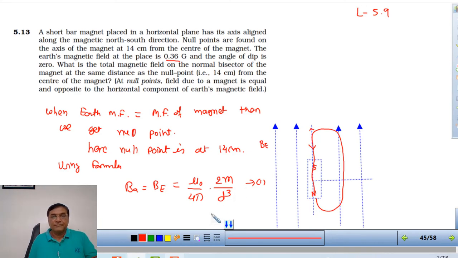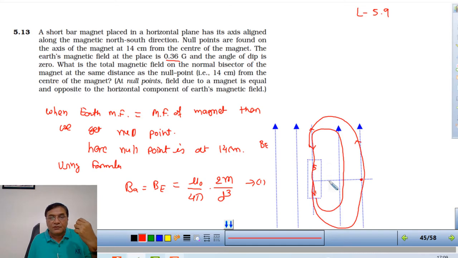Now it asks, what is the total magnetic field on the normal bisector? So the normal bisector is at a distance, at the point 14 centimeter. So what is the magnetic field? We have two magnetic fields at the same time. One is because of the earth and the other is because of the magnet. Both are in the same direction, so it is a double.